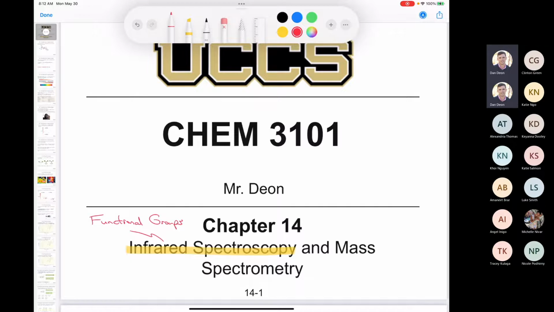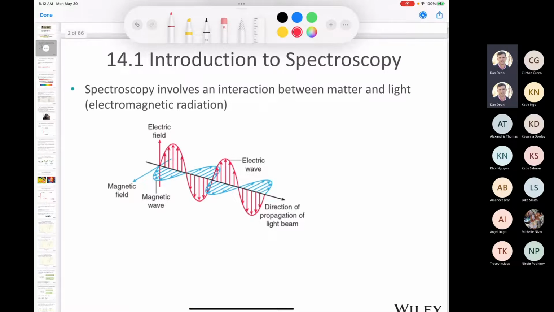What we do is we run an infrared spectrum, is what we call it, on an organic compound, and we are able to differentiate between two compounds with two different functional groups by looking at their infrared spectrum many times. So let's get into it. And what is spectroscopy? Well, spectroscopy is just the interaction between matter and light.